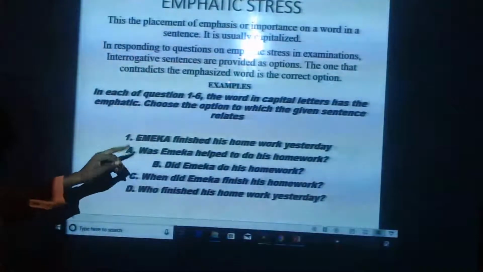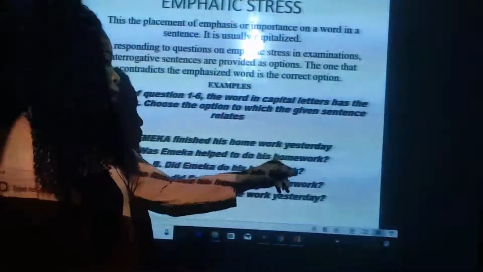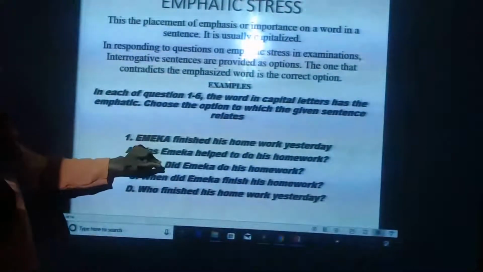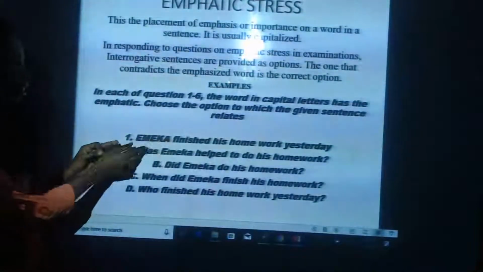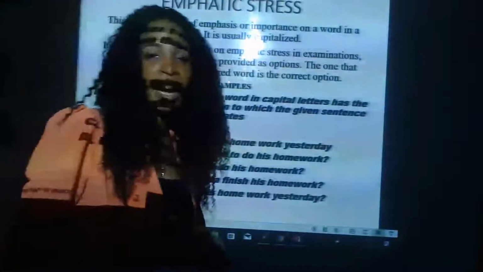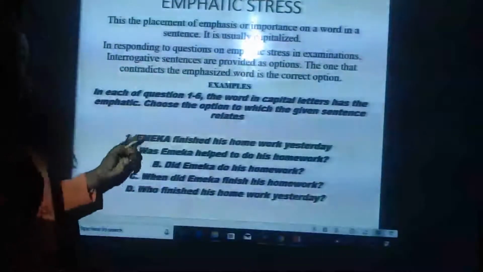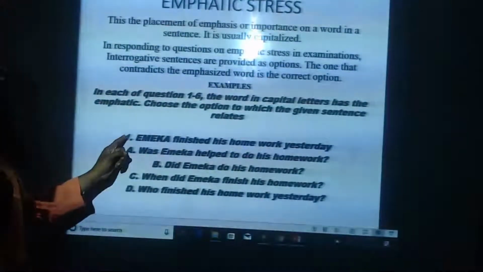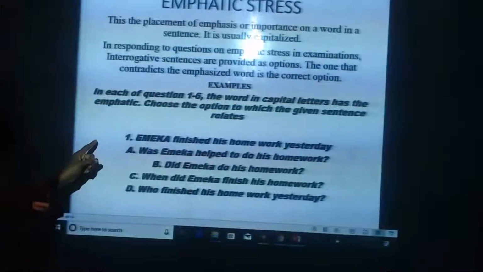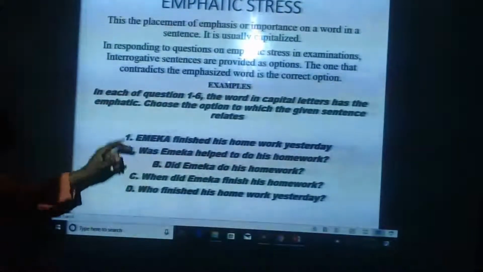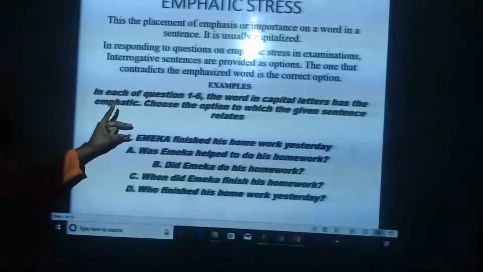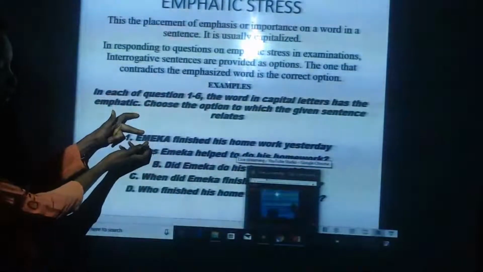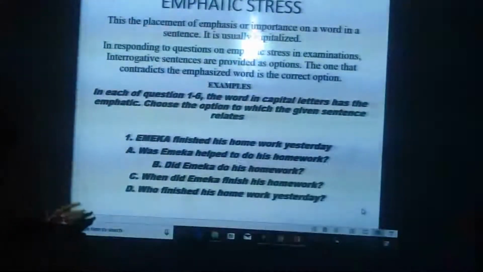Now we have A. Was Emeka helped to do his homework? Remember, the emphasis is on who? Emeka. So we're looking for the interrogative sentence that relates more to the emphasis here. And how do we identify our answer? Number 1, I'm going to choose the sentence that contradicts the sentence. The option that contradicts what? The sentence, or any of the options that does not bear the emphatic stress, that does not bear Emeka. That would be our answer.